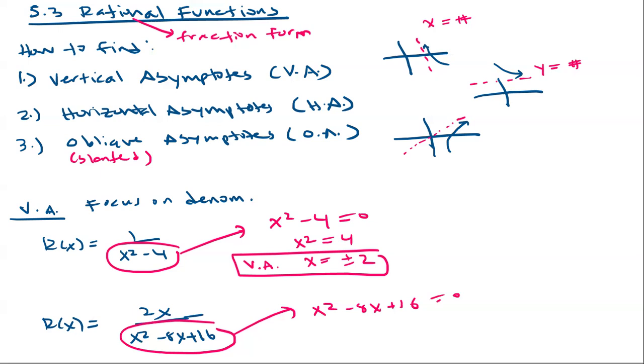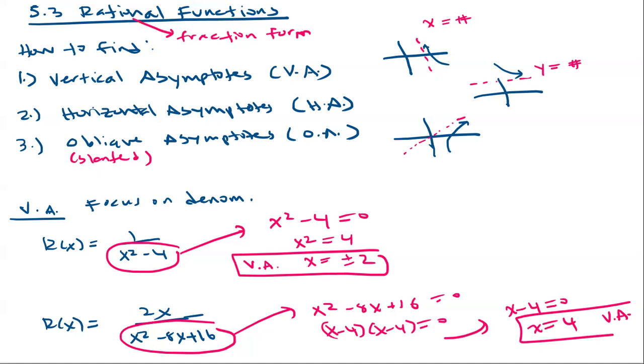Okay. And then I solve. So in this case, I need to factor this. So I have x minus 4 times x minus 4 equals 0. Since the factors are the same, I just need to do it once. All right, so x minus 4 equals 0, so x is equal to 4. Again, what does that mean? That means we have a vertical asymptote at x equals 4.